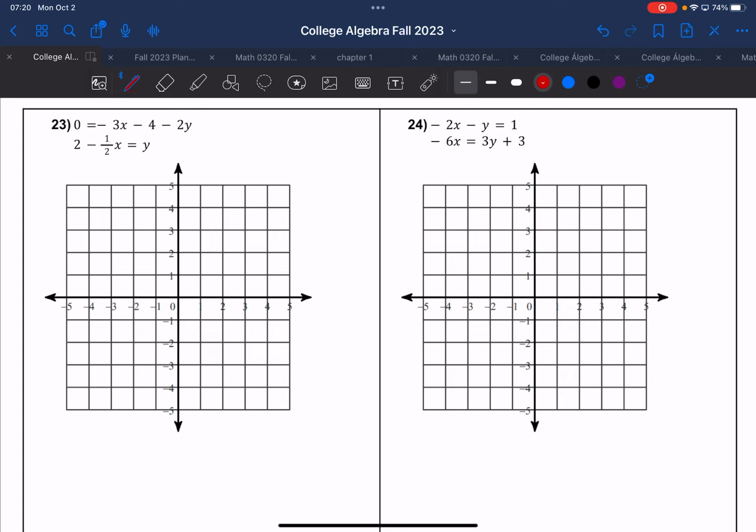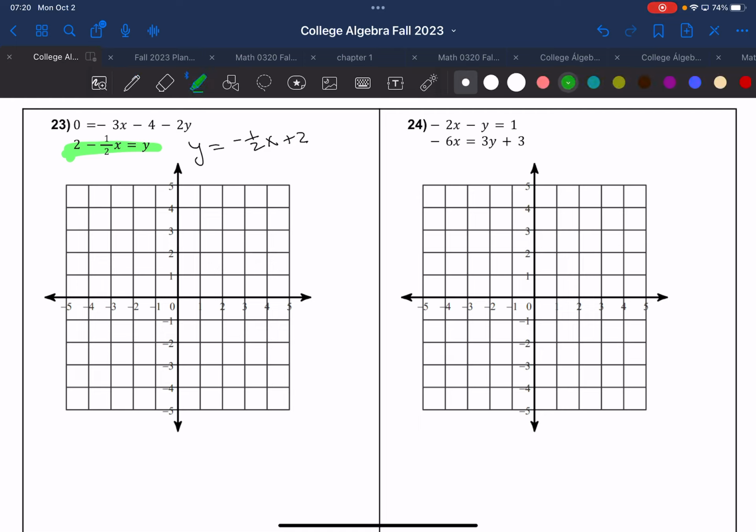So now looking at number 23, notice we have one equation that is already in that y equals mx plus b format, and that's that second equation. All we have to do is just make sure y is on the correct side. So here we would just write y equals negative 1/2 x plus 2, because that x has to come first. So that's our new equation in green.